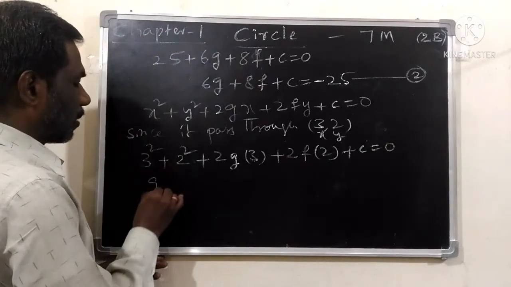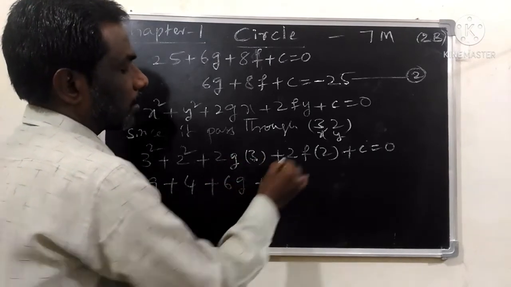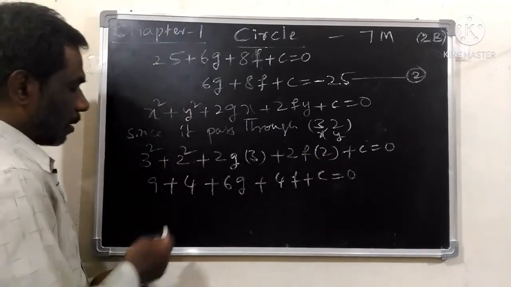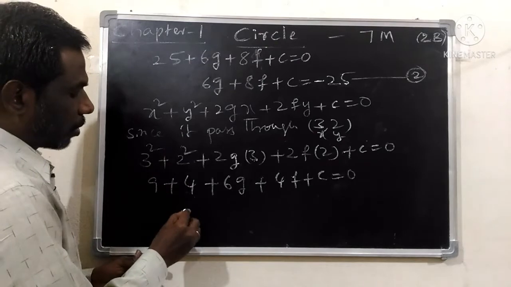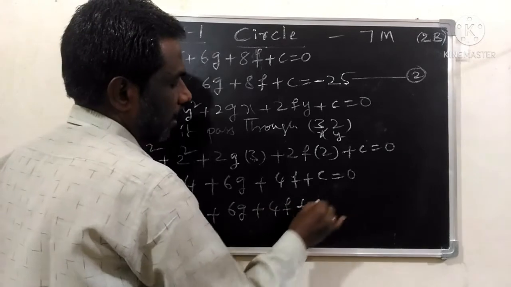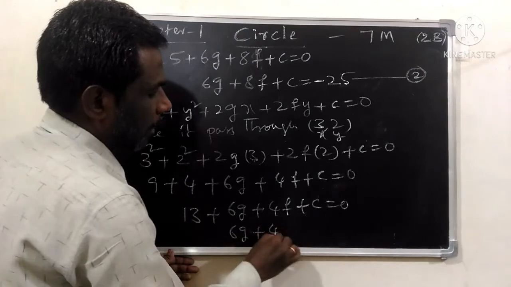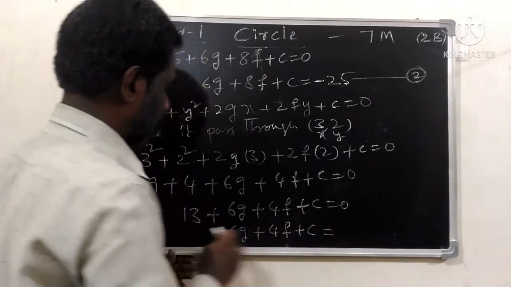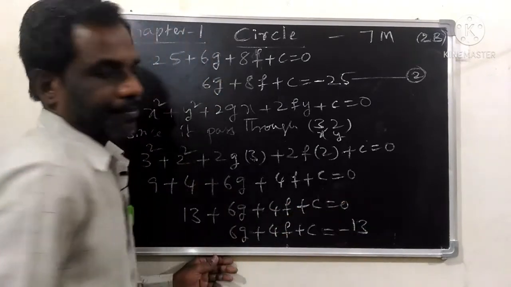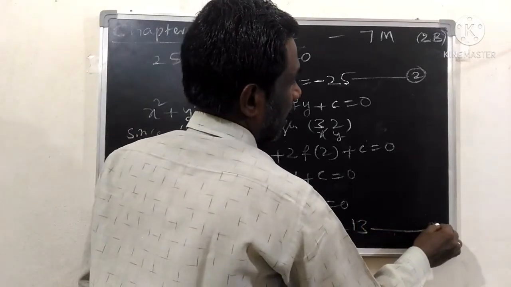Now 3² is 9, 2² is 4, plus 2 times 3 is 6g, plus 2 times 2 is 4f, plus c equals 0. Now add these two constants: 9 plus 4 is 13, plus 6g plus 4f plus c equals 0. Write 6g as it is, plus 4f as it is, plus c equals, transfer this 13 to the right side, that is minus 13. The plus 13 changes into minus 13. This is the third equation.